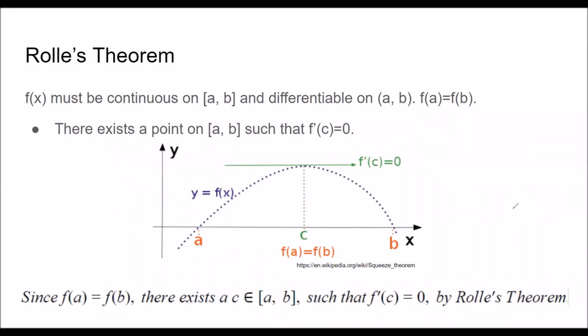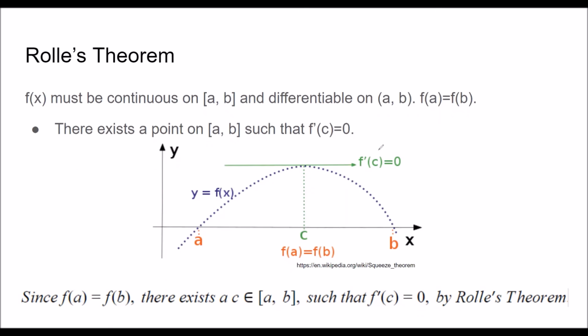Okay, so this is our final theorem that we're going to go over today. It's called Rolle's theorem. It's similar to MVT. However, it states that if there's a function f of x that's continuous and differentiable on a to b, and if f of a is equal to f of b, then there exists a critical point, or simply an x value where the derivative is equal to 0. So let's go over why that is.